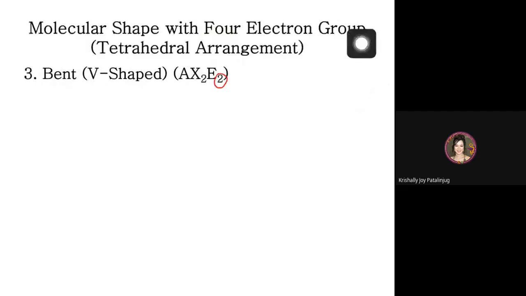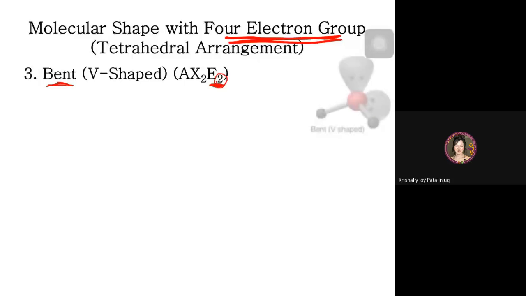That will again give rise to a bent or V shape. So we have two electron group arrangements that can give rise to a bent or V shape. In the three electron group arrangement, when one is a lone pair, the shape is bent. In the four electron group arrangement, when two are lone pairs or non-bonding groups, that will again give a bent or V shape.